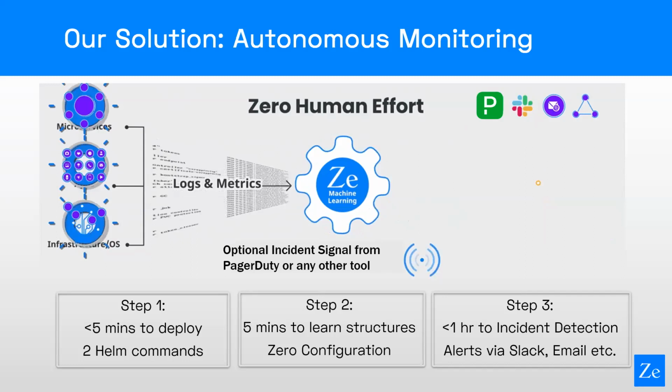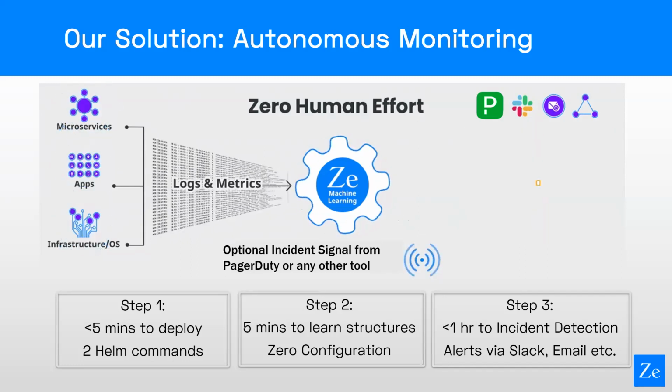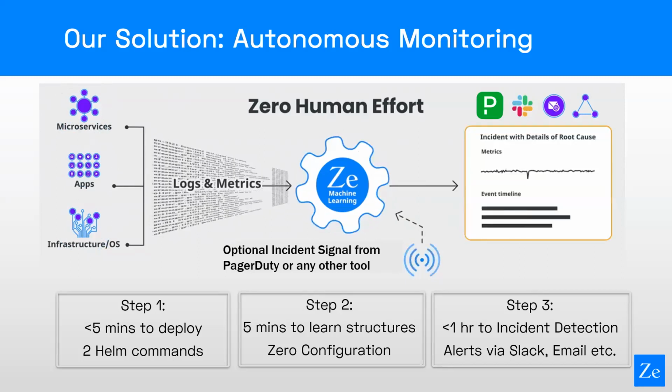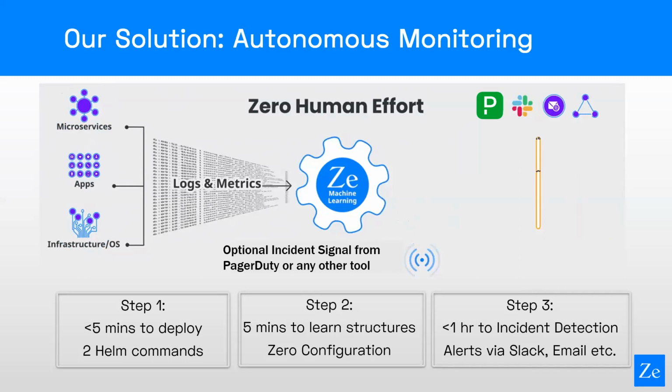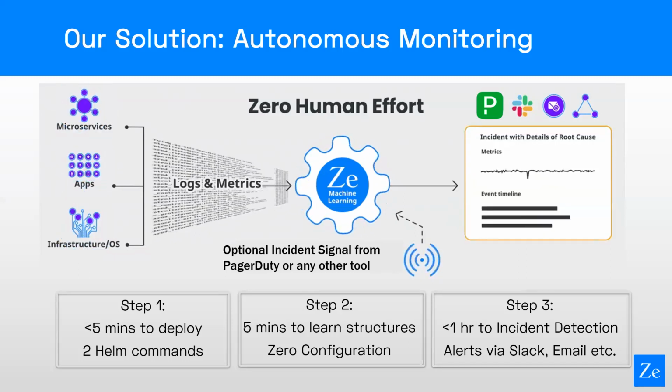And then obviously the incident detection follows on from that. When we identify an incident, we alert you. So from 2 Helm commands to alerts, that's the process of the system that we've built.